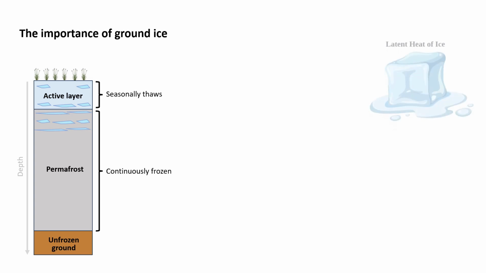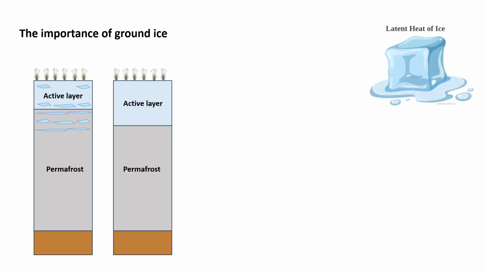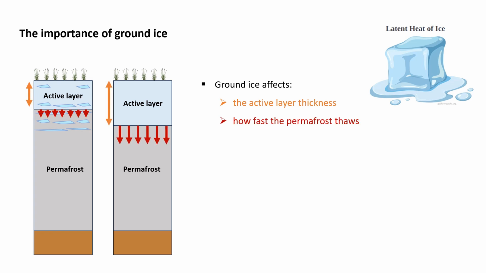That's because the melt of ground ice requires additional energy, known as latent heat. As a result, ground ice affects how thick the active layer is. Also, ground ice affects how fast the permafrost thaws under climate warming, with ice-rich permafrost thawing slower. Despite the importance of ground ice, we do not have detailed knowledge about its distribution.